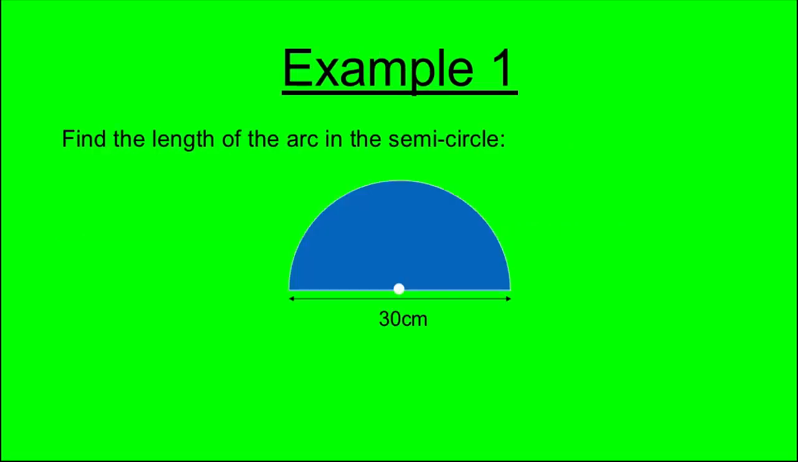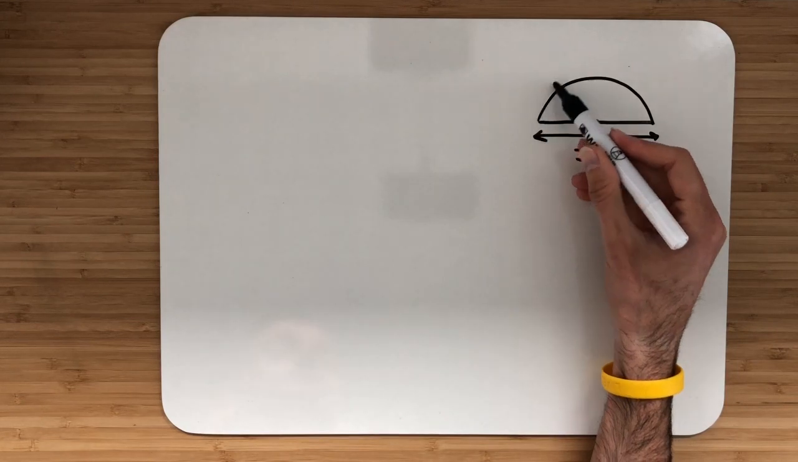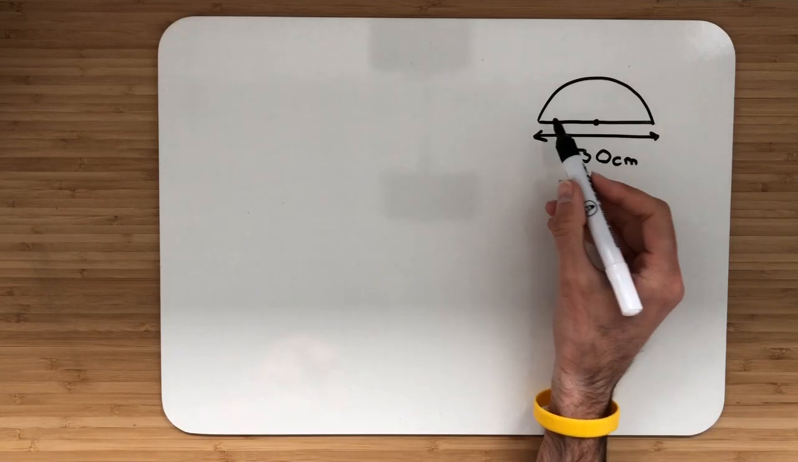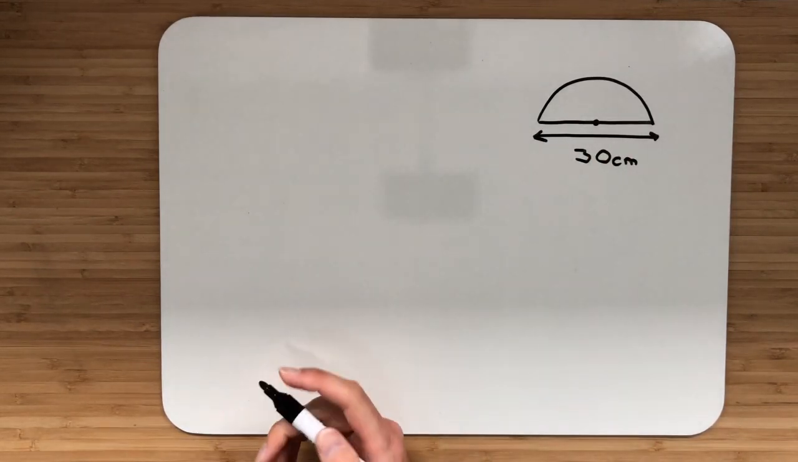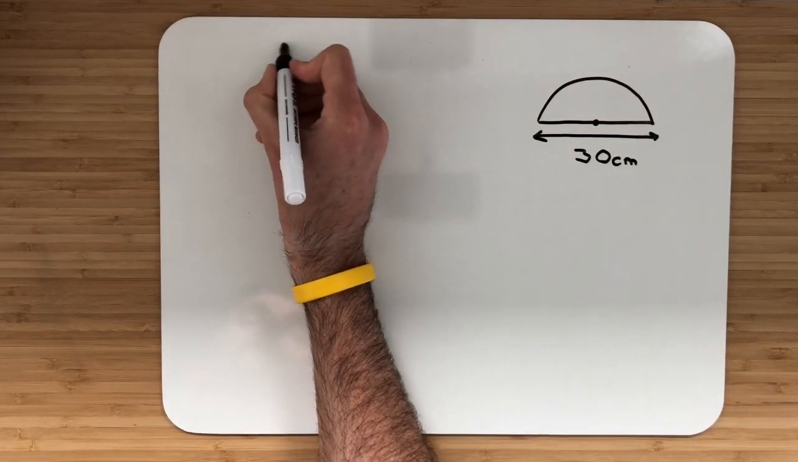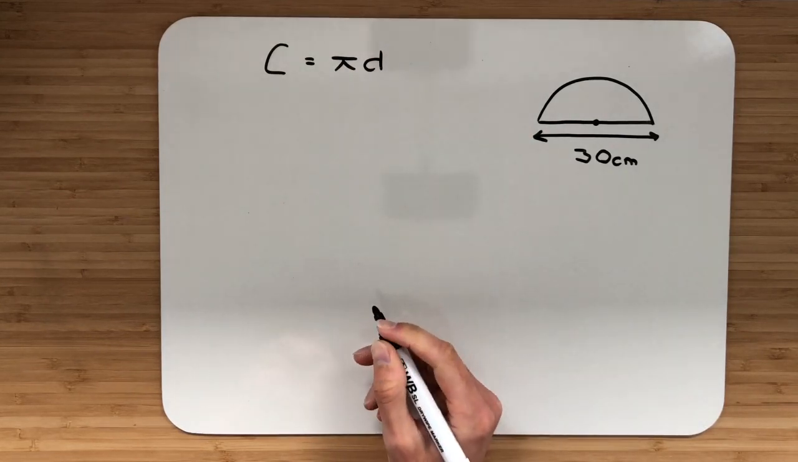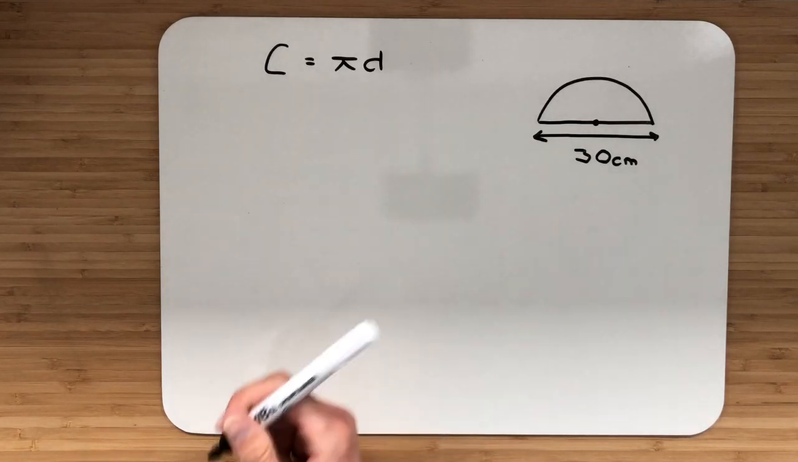Example 1. Find the length of the arc in the semicircle. In example 1, we're looking to find the length of the arc in the semicircle. So the length of the arc is going to be this curved section all the way around the outside. That is a semicircle, so it's half of a full circle. To begin with, we always must start with a full circle. So we're going to begin with C is equal to pi d, and that's going to allow us to work out the circumference of this full entire circle. The letter D represents diameter.